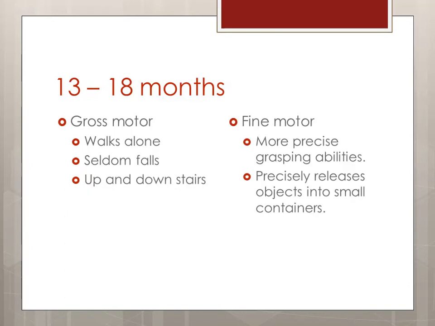Okay, for 13 to 18 months, gross motor skills are going to be that the child can walk alone. They seldom will fall, so they'll be pretty coordinated at this point with walking if they're developmentally on track. And this is the age where we'll see that they'll be able to start to go up and down stairs. For fine motor skills, they're going to develop more precise grasping abilities, and then they can precisely release objects into small containers. So a lot more of those precision skills.